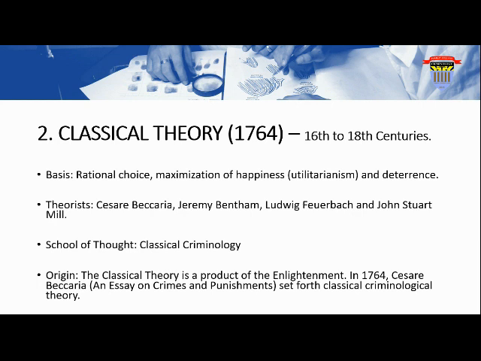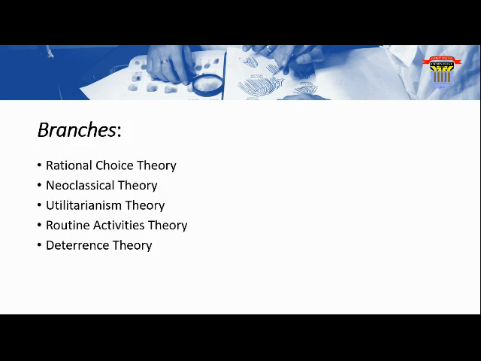The origin of this classical theory is a product of the Enlightenment in 1764. Cesare Beccaria's essay on crimes and punishment set forth classical criminological theory. So this is the history of this classical theory. We have five branches of classical theory: the rational choice theory, the neoclassical theory, the utilitarianism theory, the routine activities theory, and the deterrence theory.